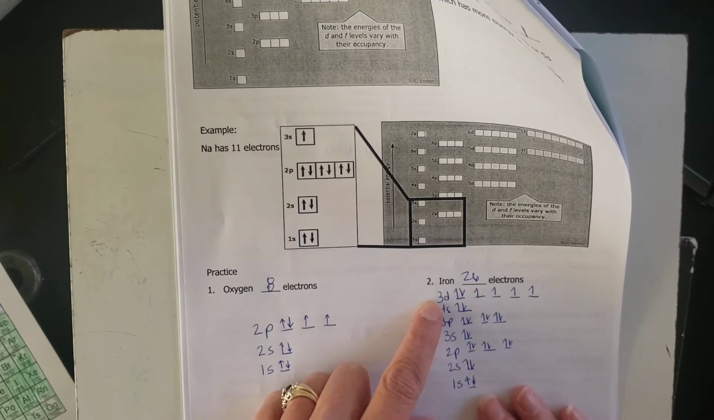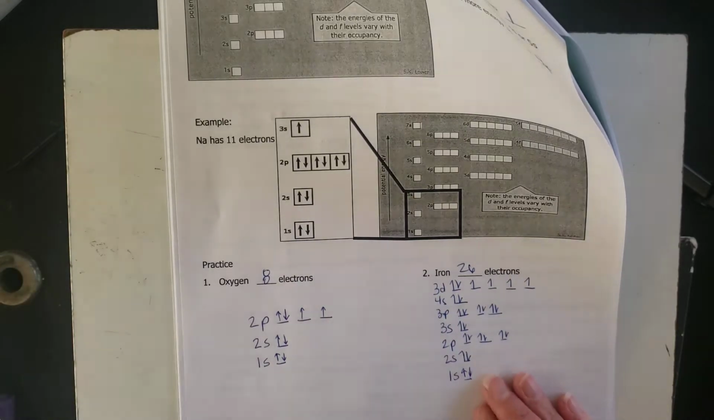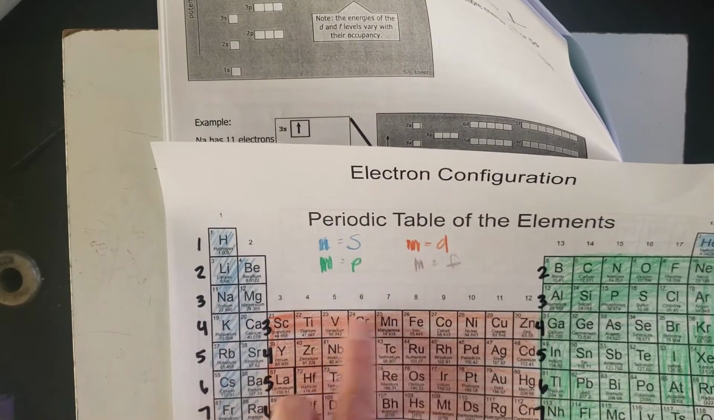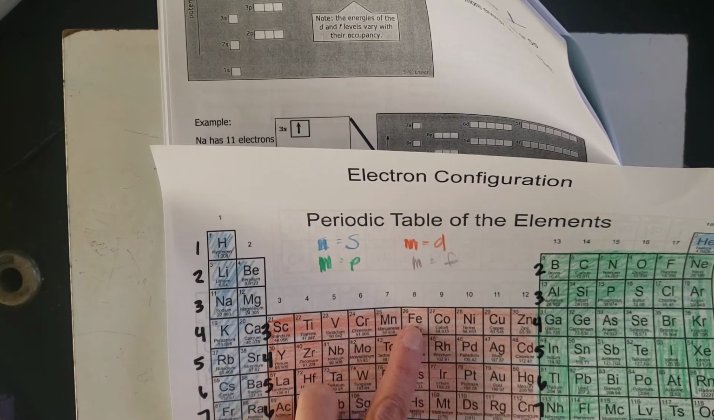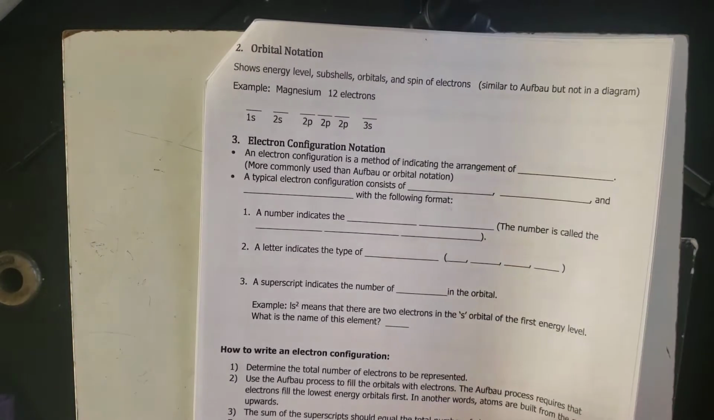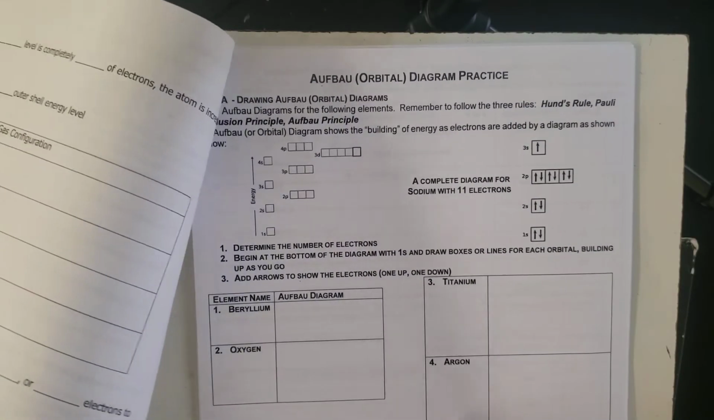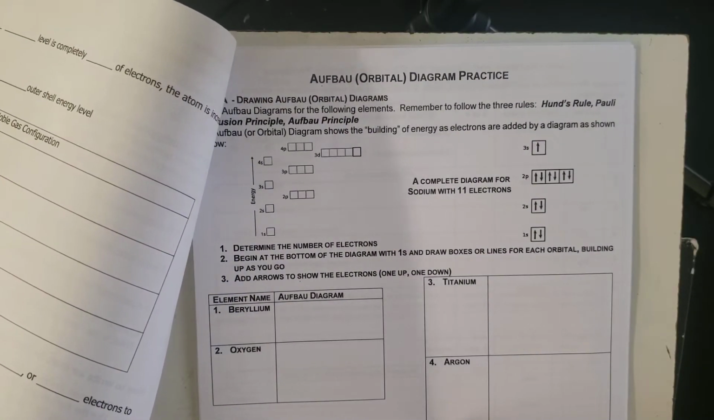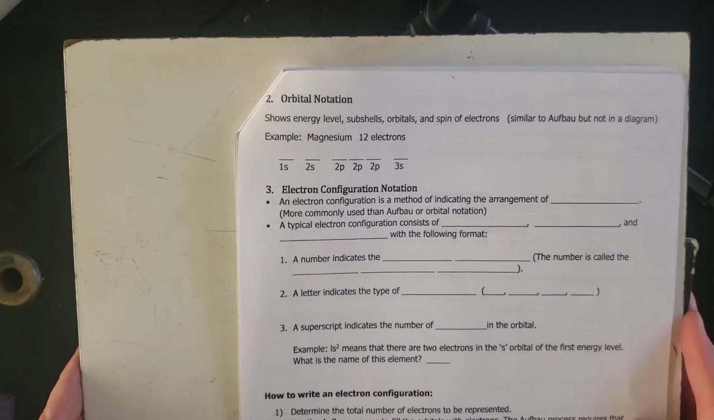I'm going to the 3d with 6 electrons, and I can check myself because iron is in the 3d, and it is the 1, 2, 3, 4, 5, 6 block over in the 3d, so I know I'm correct. At this point, you would want to turn to page 15 and do the practice on Aufbau orbital diagrams. I'm going to keep going in the notes, so you might want to pause and do that first.